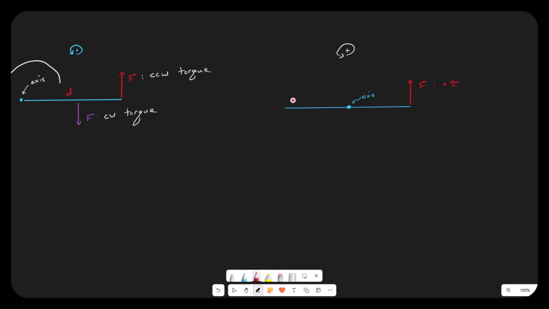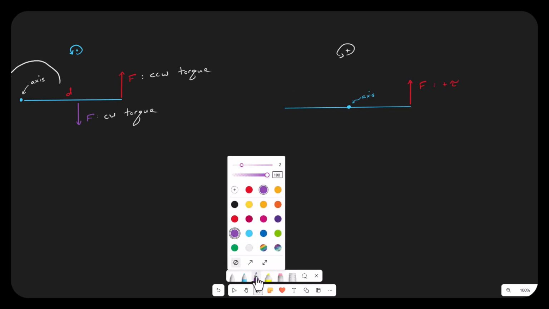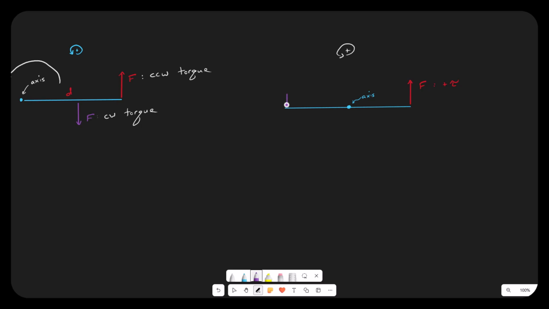If I apply a force upward on this side, that one is going to supply a negative torque, because if that force were acting on its own, the bar would start to rotate in that direction. So I don't want to think in terms of up and down, I want to think in terms of clockwise, counterclockwise. Pick a direction to be positive, and then just stick with it. That's it. That's torque.